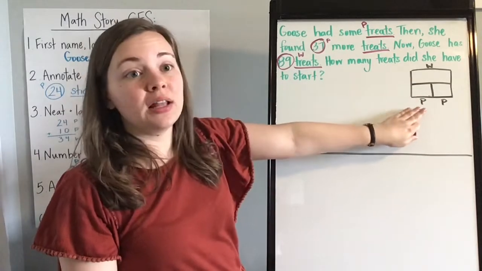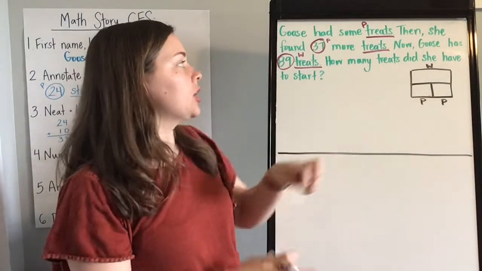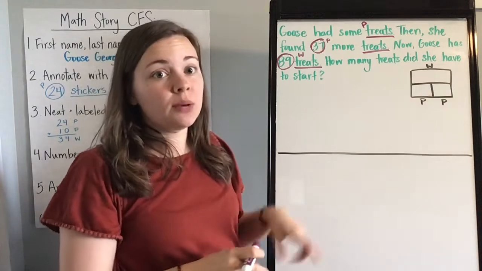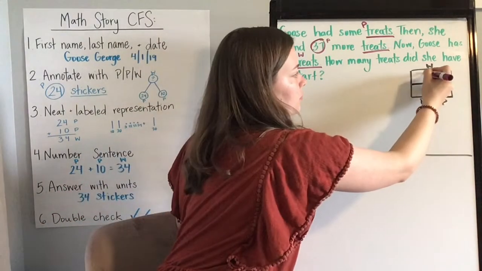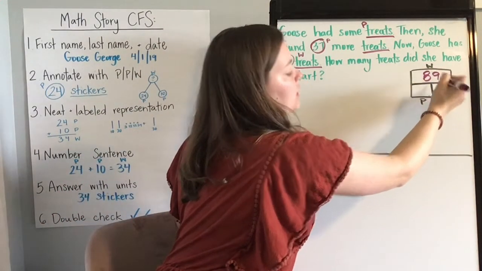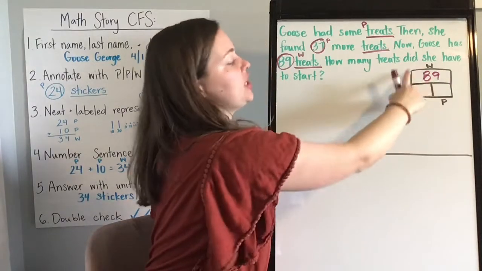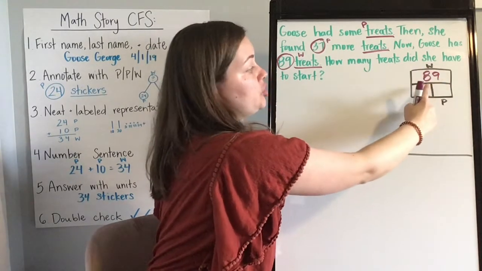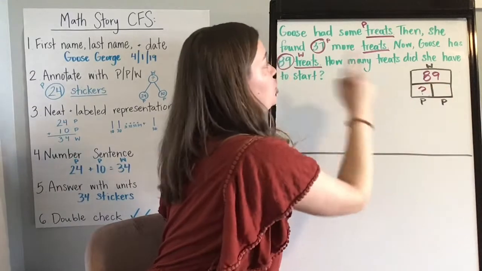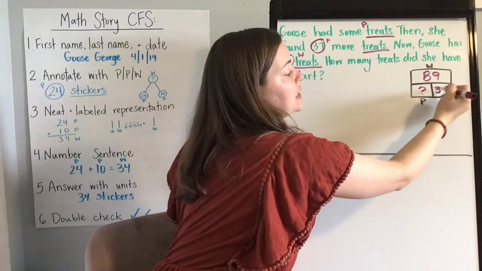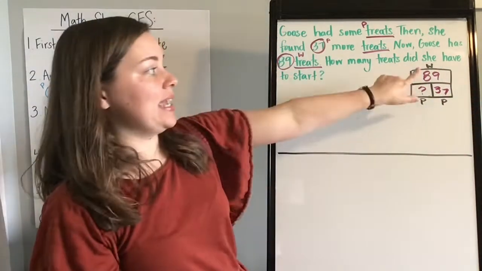Now I can go ahead and fill in either a number bond or a part and whole box to make it super clear before I get started. So the whole is 89. That's what she ends up with for her total. I don't know how many she started with, but I do know that she added 37 more to what she already had to get 89.